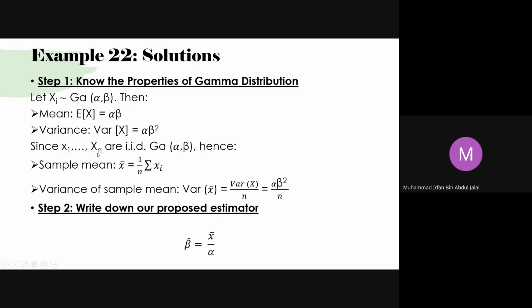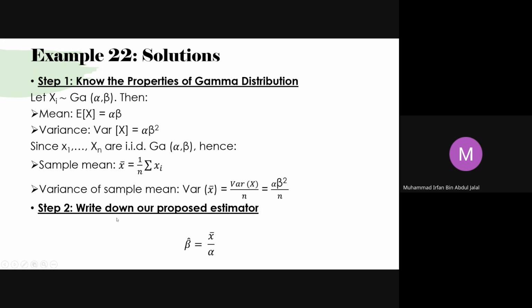So since X1 until Xn are IID gamma with parameters alpha and beta, the sample mean we want to test is given by your usual sample mean, and the variance of the sample mean is given by the variance of X divided by n, and then it's given by the quantities here. Okay, here's the variance of your sample mean.